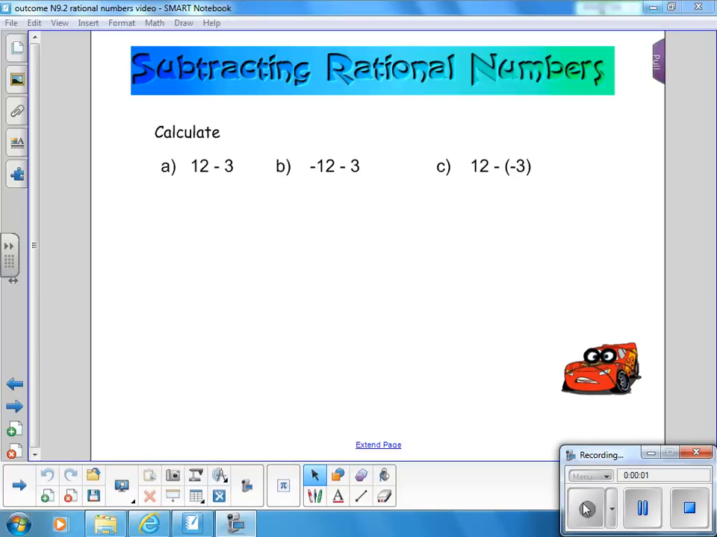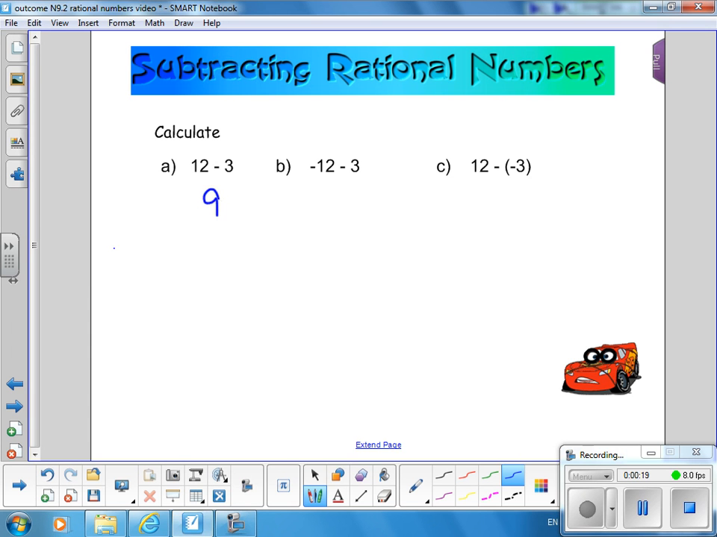In this lesson, we are going to look at subtracting rational numbers. So first of all, let's go back and review subtraction of integers. If we have 12 subtract 3, most of us would know that the answer is 9. On a number line, you're at 12 and we're going to subtract 3, so we go back 3: 1, 2, 3. And you would end up at 9.